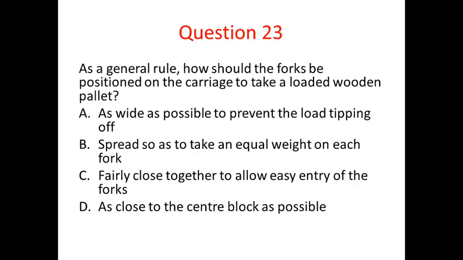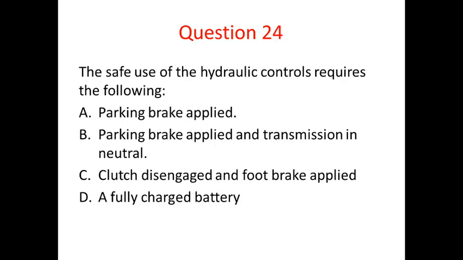23. As a general rule, how should the forks be positioned on the carriage plate to take a loaded wooden pallet? Wooden. So if it's wooden, you just want to have the weight balanced evenly. Spread to take an equal weight on each fork. However, if it's a dynamic load, a live load, a metal stillage or something like that, then you want to make sure the forks are wider to prevent it from sliding around and moving. But generally, with a wooden pallet, you just want to take even weight on each fork.